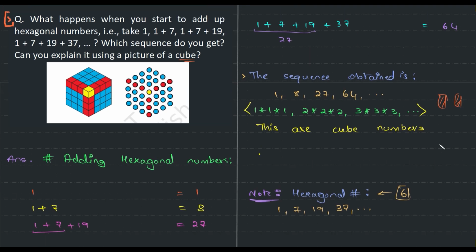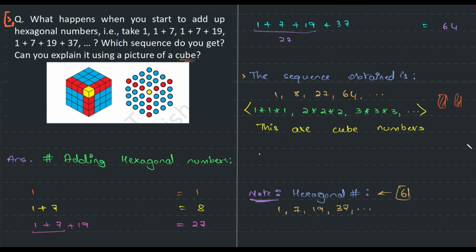If you have a Rubik's cube and you count the small cubes, you'll end up with a certain number, and you also have to imagine that inside there are also cubes. Then you'll get this set of numbers.